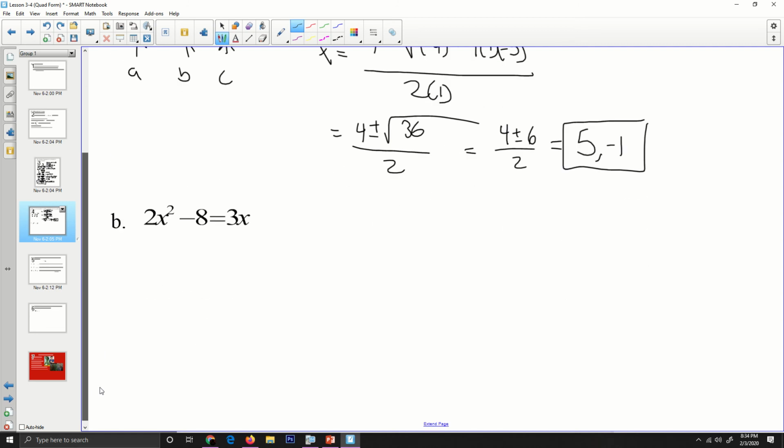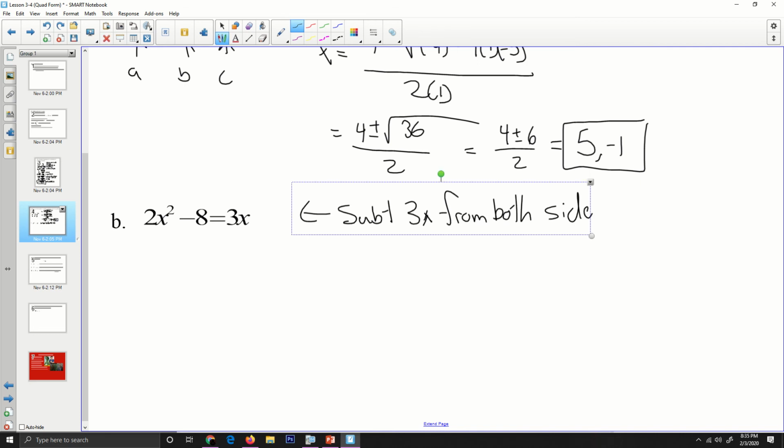Now for the second one, we have to do a little bit more because we've got to get it into ax squared plus bx plus c form. And so the first thing we're going to do is subtract 3x from both sides. And that'll give us 2x squared minus 3x minus 8 equals 0. Now 2 is our a, negative 3 is our b, negative 8 is our c.